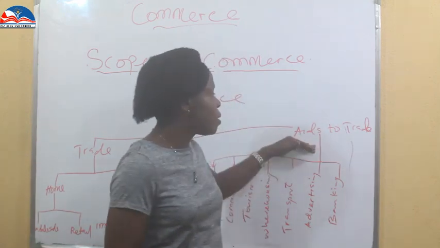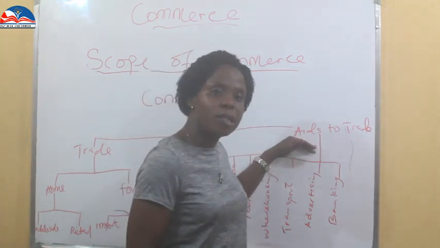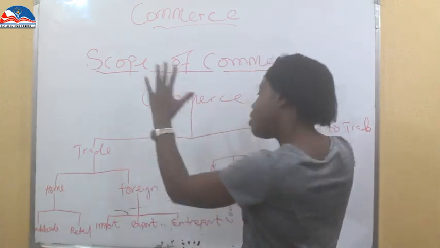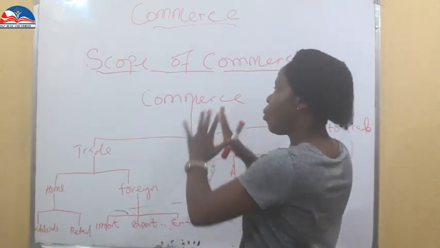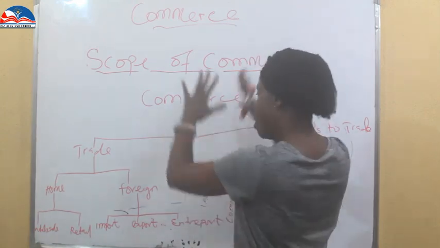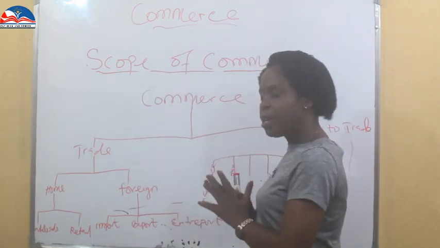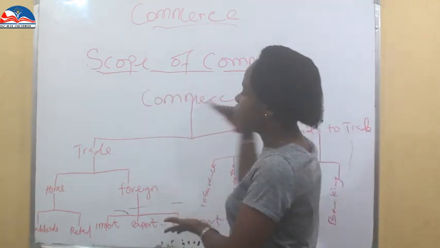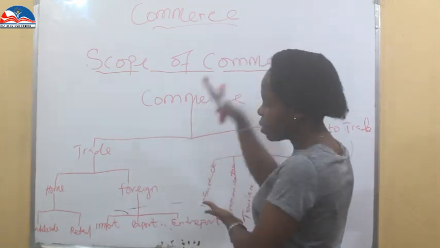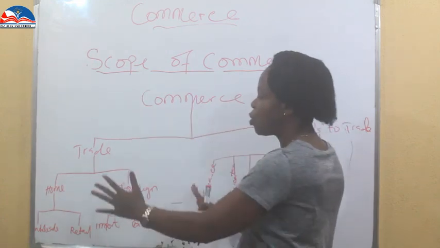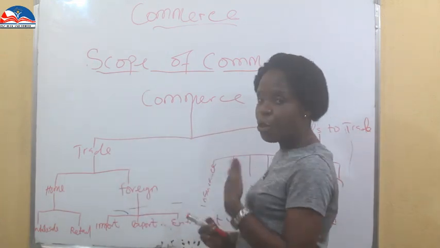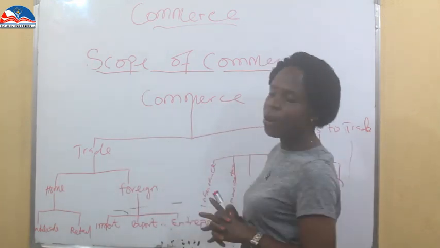So these are aids that help trade. It's commerce, and this is what makes trade complete. When explaining the scope of commerce, remember this diagram, put it down, and use it to explain the aids to trade and trade itself. Then commerce is complete. Go to my business study class and see what trade is. That will help you, aid you in understanding this diagram the more.